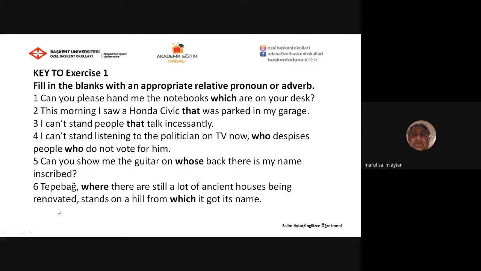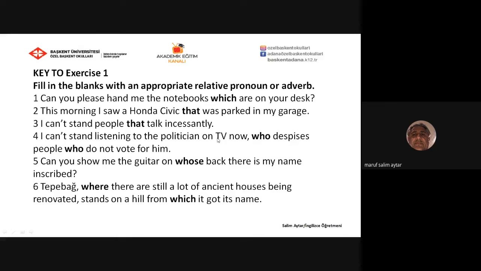Okay, here you have got the key. Can you please hand me the notebooks which are on your desk? Instead of which, of course, you can use that as well. Mind you, there's no comma here. This morning, I saw a Honda Civic that was parked, which was parked in my garage. I can't stand people that talk incessantly. Who talk incessantly?